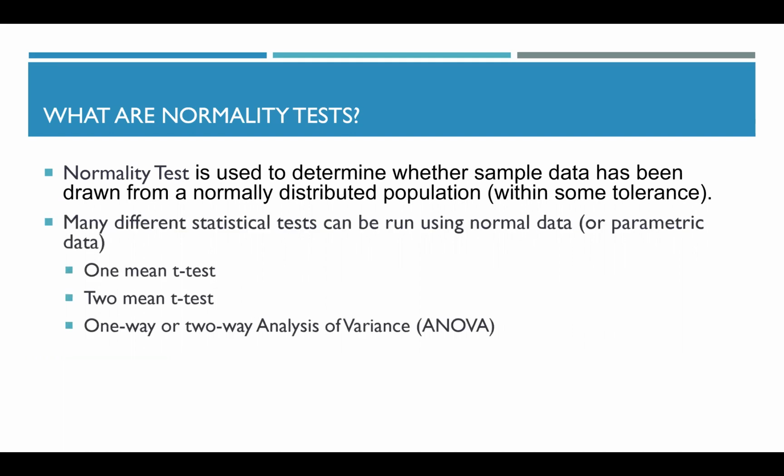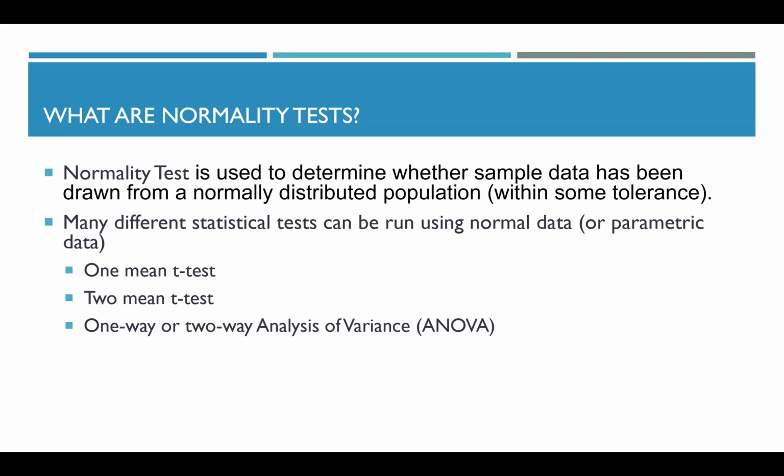There are lots of different statistical tests that we can use if we have normal data or parametric data. We've learned about the one mean z-test in Stat 1401. We learned about the one mean t-test in Stat 1401. We learned about the one-way ANOVA. In this course, we're going to also talk about the two mean t-test, and I think we maybe talk about two-way ANOVA. I don't remember, but those are some statistical tests where we have to assume we have normal data.